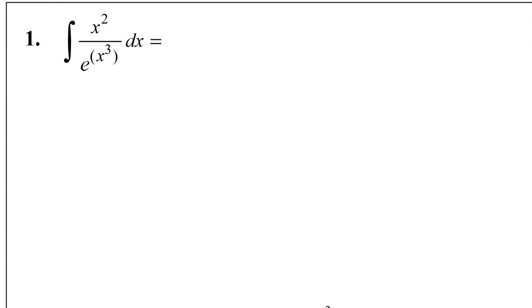In this video, I will walk you through some multiple choice questions taken from past AP exams pertaining to methods of integration. When the exponent in the denominator is 1 more than the numerator, usually it's just a matter of u-substitution. Let's let u equal the exponent, x to the third power.